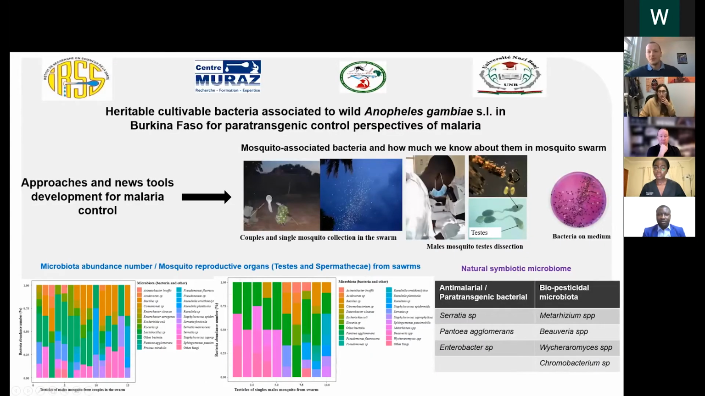So for our third talk, we have Jacques Nambani from the IRSS in Burkina Faso. He actually works alongside Etienne Bilgo and Abdoulaye Diabate. And his talk is going to be heritable cultivable bacteria associated to wild Anopheles gambiae sensu lato in Burkina Faso for paratransgenic control and perspectives for malaria.